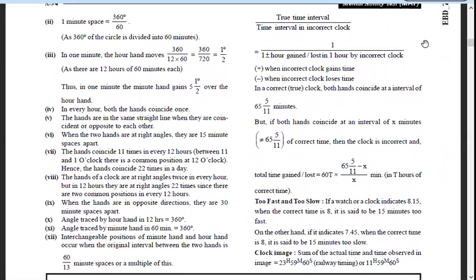So I'll just send this book. I'll send this book in the WhatsApp group itself. You can just check.